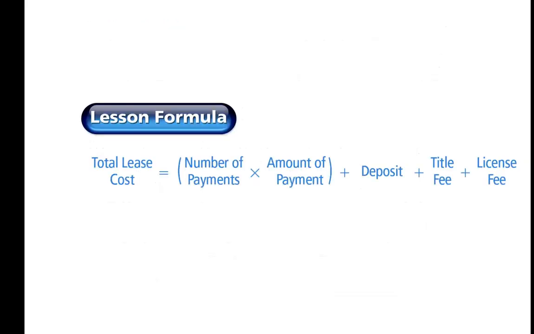Here is the formula, and I believe that is already on your notes. This is the number of payments times the amount of the payment plus the deposit plus the title fee and license fee. Okay, so everybody has a title to a vehicle. You must have the title when you buy a vehicle. So there's a fee for that, and then there's a license fee to get the license, the tabs, like a registration fee that you have to pay, okay? And then usually you have to make some sort of deposit. And you are just going to multiply, get a total, and then add.